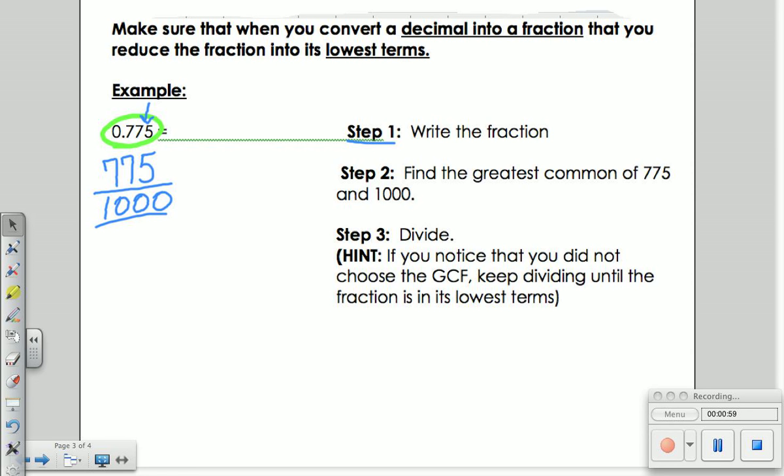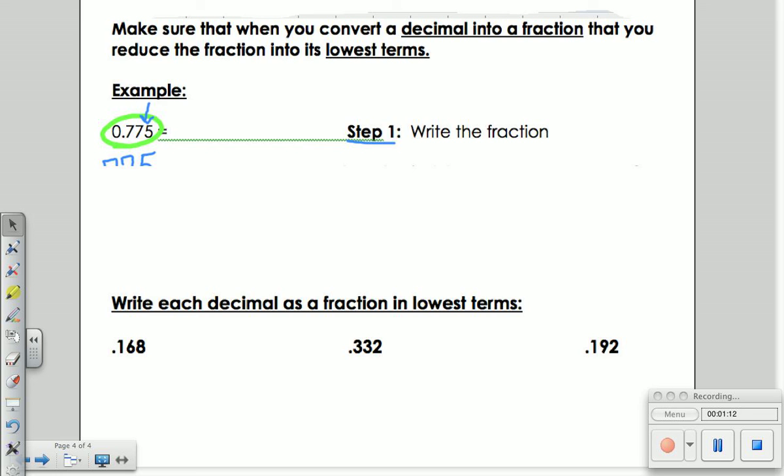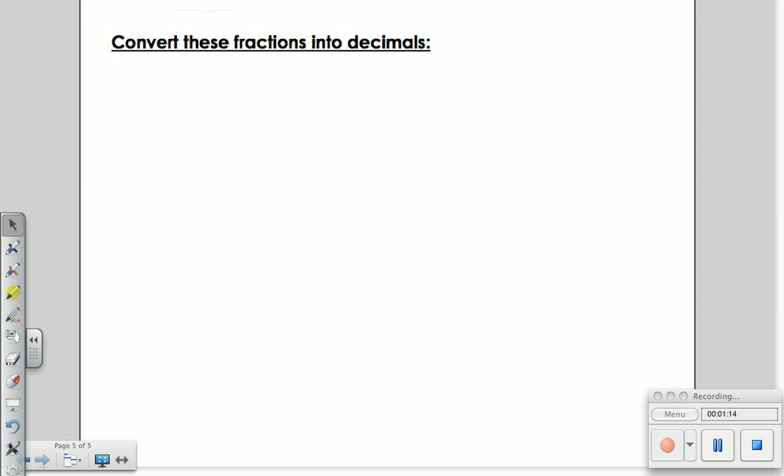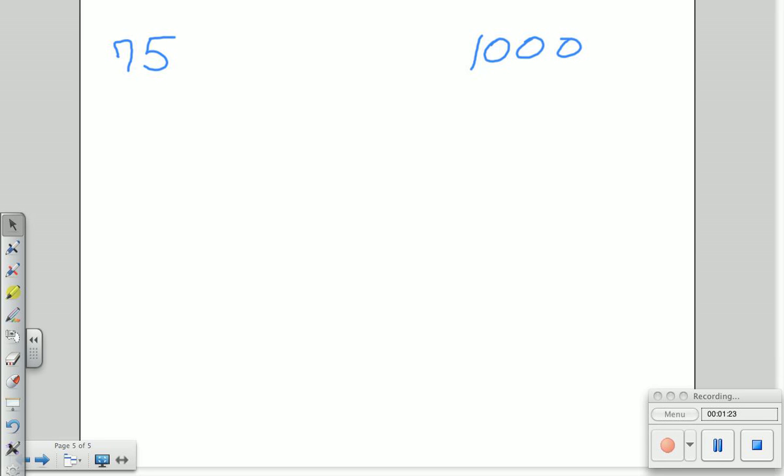Now, obviously, with many of these, they will not be in lowest terms. So you've got to find the GCF, greatest common factor, of 775 and 1,000. So I want to take a minute here and show you how we do that. So we have 775 and 1,000. Now, first of all, with my 1,000, I'd like you to notice a pattern here. I'm going to start with 10.